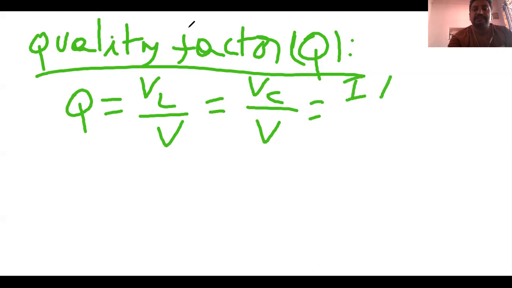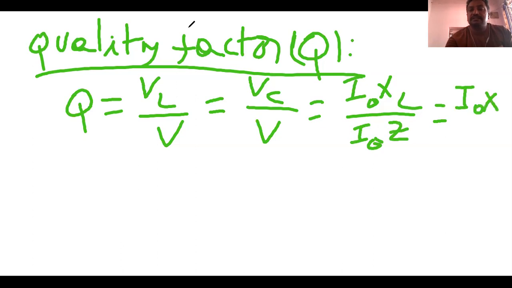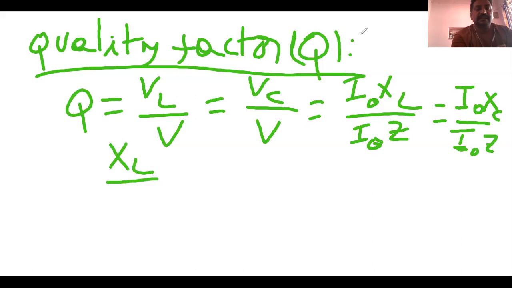So here, what is VL? I into XL, that is nothing but I naught into XL, divided by V, which is nothing but I into Z. So at resonance, it is I naught into XL divided by I naught into Z. Similarly, it is I naught into XC divided by I naught into Z only. So therefore, I naught gets cancelled. First we'll pick up XL divided by Z. At resonance Z is equal to R.